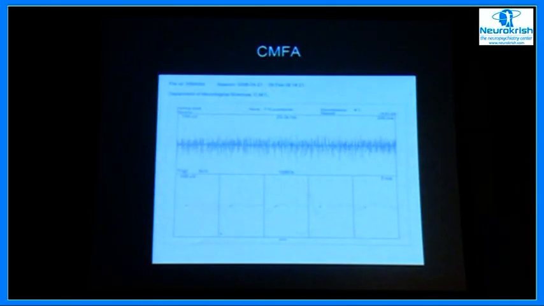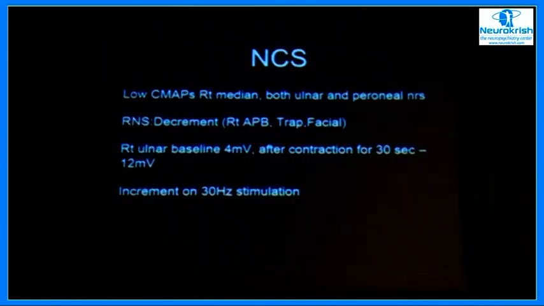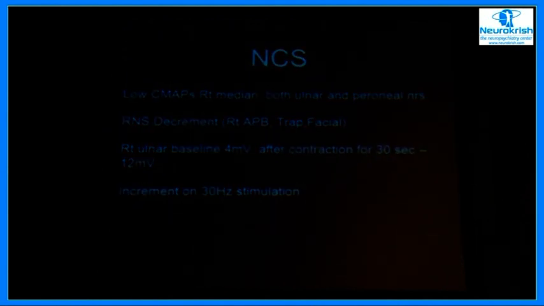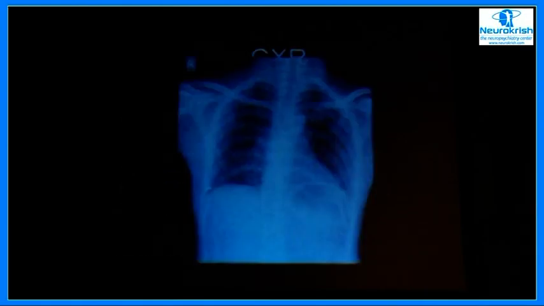And this is actually continuous muscle fiber activity in an EMG. And after diazepam, it has actually come down. So basically, low CMAPs in right median and both ulnar and peroneal, RNS showing decrement, and after contraction, there's significant increment on 30 Hz stimulation. CMFA was seen for the paraspinal muscles. Single fiber showed abnormal jitter, and there were no abnormalities, no features of denervation.